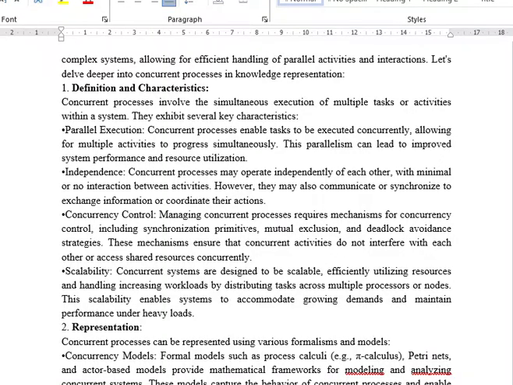And these are the mechanisms. This is nothing but the concurrency control. Next is scalability. What does scalability mean? It means effectively utilizing the resources and handling increasing workloads.